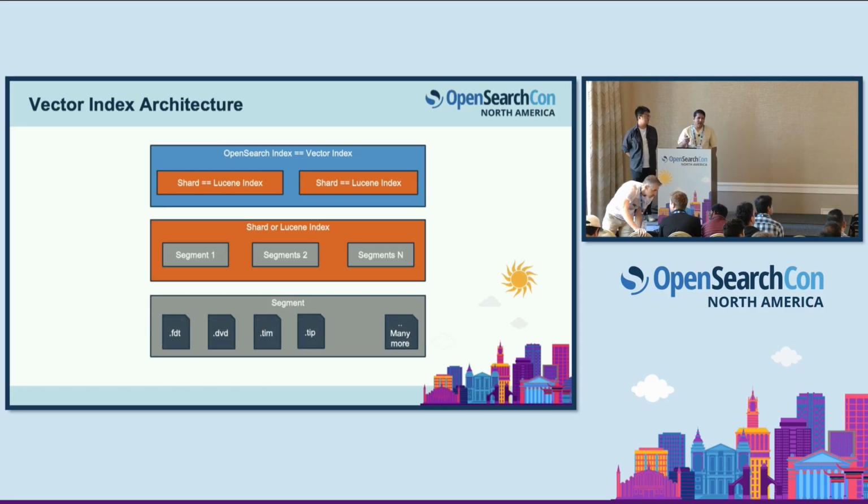Within those shards, you have different types of files which store different data structures. You have DVD files which store your doc values. You have your TIM and TIP files which store the terms dictionary. Similarly, for a vector index, we have added another file within the segment which stores the vector data structure. For OpenSearch, we have different engines, and one of those vector engines is FAISS. For that engine, we have a specific file called .faiss, which stores the FAISS-related data structure.